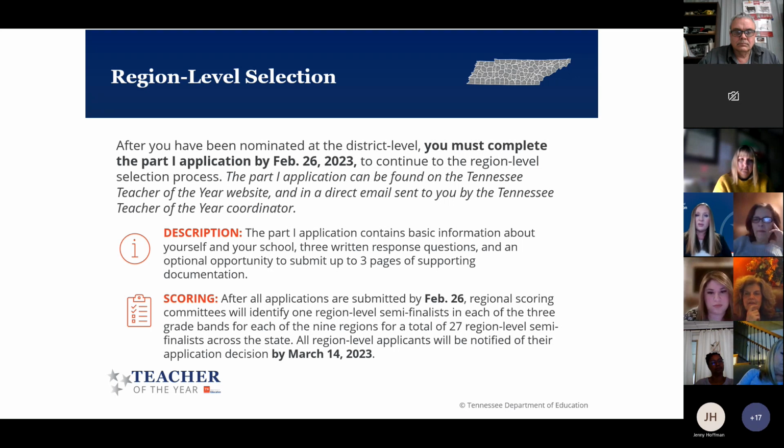After all applications are submitted by February 26th, regional scoring committees will identify 1 region level semifinalist in each of the 3 grade bands for each of the 9 regions, for a total of 27 region level semifinalists across the state. All region level applicants will be notified of their application decision by March 14th.